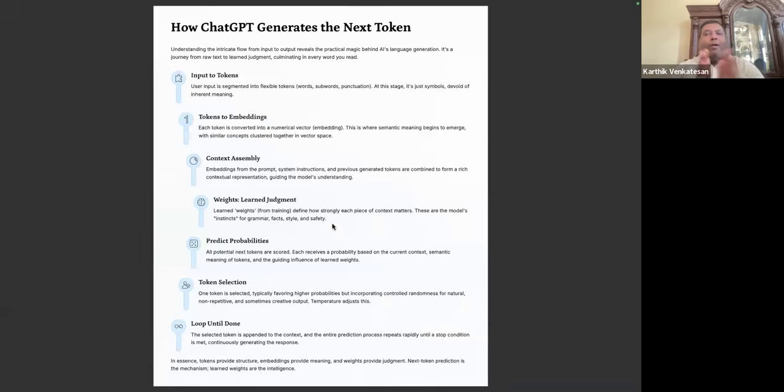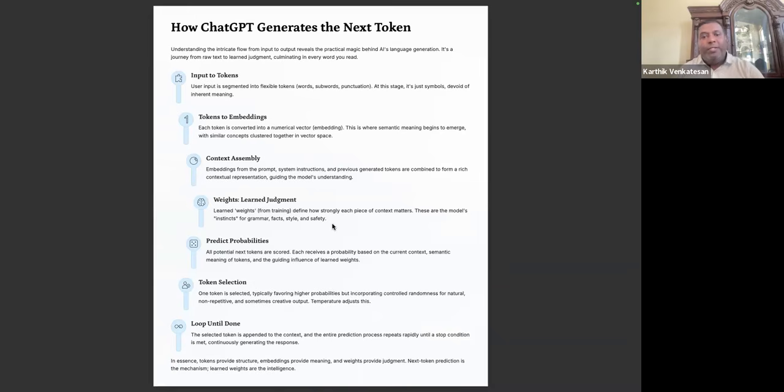Okay, so how do all these things tie together? How does ChatGPT generate the next token? Your user input is converted into tokens. Tokens are converted to embeddings, and then it assembles the context. Now it'll understand based on the surrounding words whether you're talking about Apple stock or apple fruit, and based on that, it'll assign the weights, and then it'll predict the probability of what the next token should be.